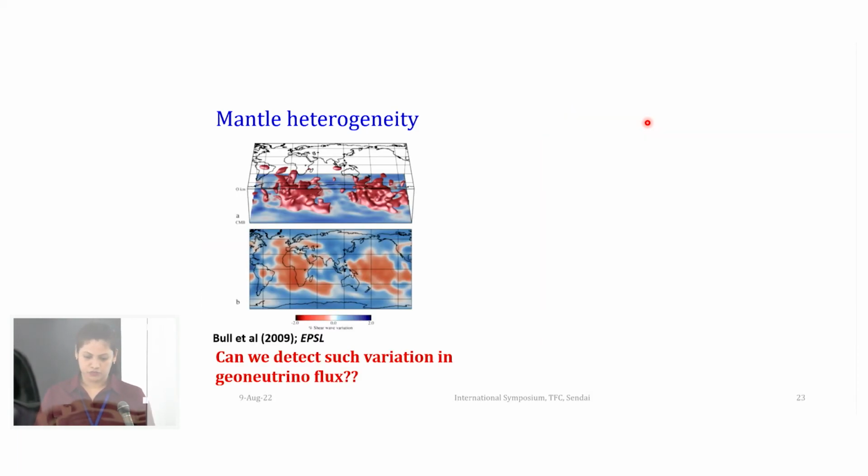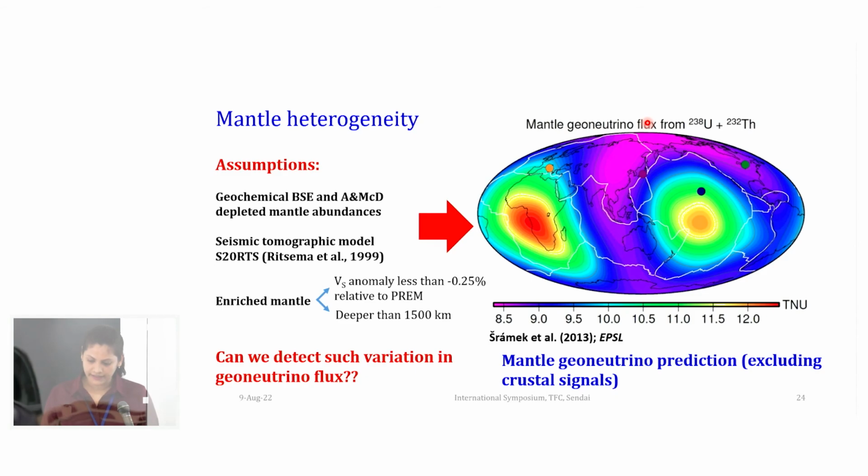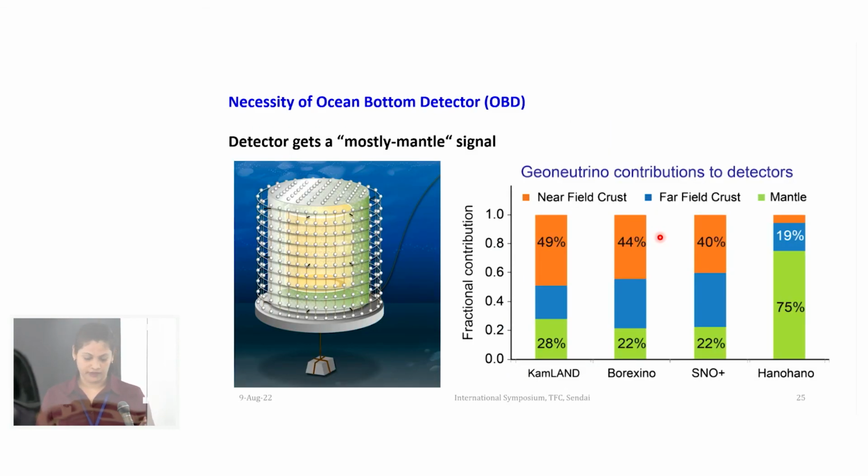One more important question here is, can geoneutrinos help us identify this kind of mantle heterogeneity? This was also shown by Hiroko-san, but here I want to emphasize a little more that yes, there was a study by Šrámek et al. in 2013, and they made this kind of assumption to produce this mantle geoneutrino flux, showing the uranium and thorium in the mantle. They are able to successfully show these two anomalous zones, which we know under the Pacific and the African plate. So definitely it is going to be of great help.